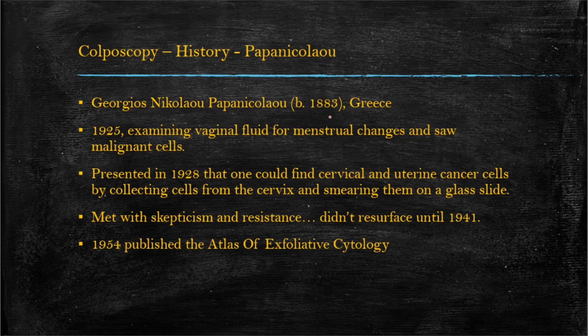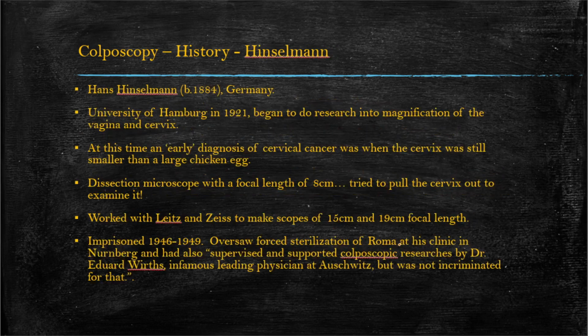So everybody's heard of the Pap smear. Georgios Papanicolaou was a Greek physician who in 1925 was examining vaginal fluids for menstrual changes and saw malignant cells. He presented work in 1928 that one could find cervical and uterine cancer cells by collecting cells from the cervix and smearing them on a glass slide. His discovery was met with quite a bit of resistance and a lack of interest, some outright scorn. And so his research and findings didn't really resurface again until 1941. And then in 1954, an atlas of exfoliative cytology was published.